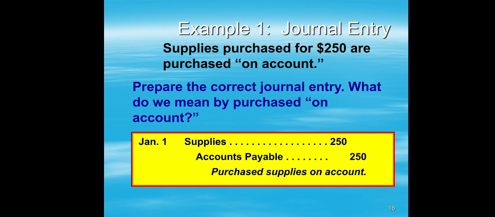The second effect of the transaction on the accounting equation is that liability, which is accounts payable, increases $250. So you check the rule of debit and credit. When a liability increases, you have to credit. So the second entry that you have to write in the journal is credit accounts payable 250. And then the explanation is purchase supplies on account. Okay, let's see the second example.